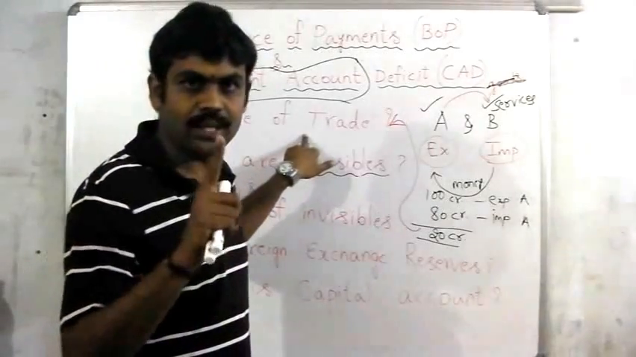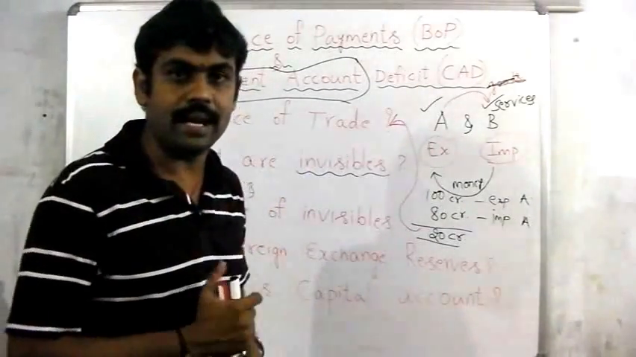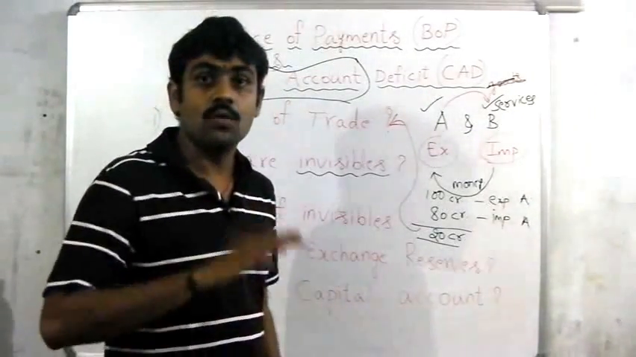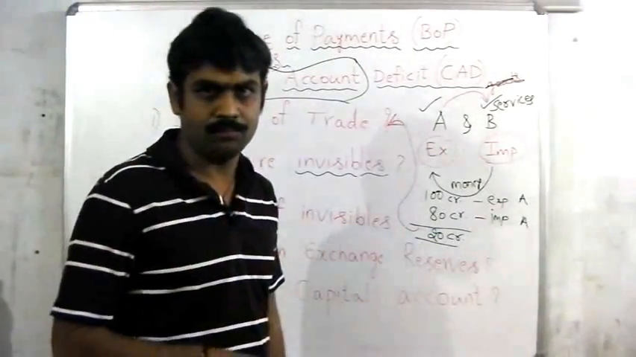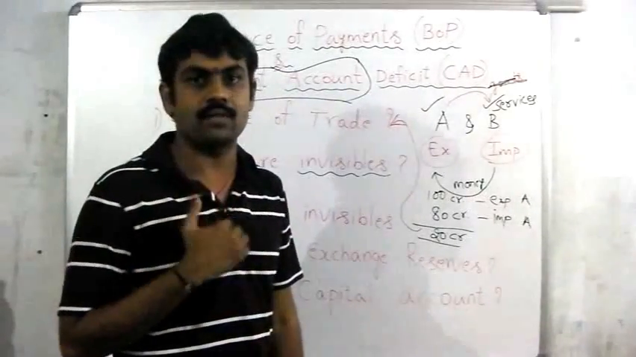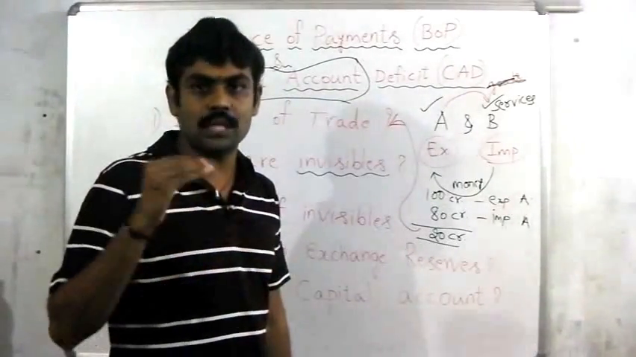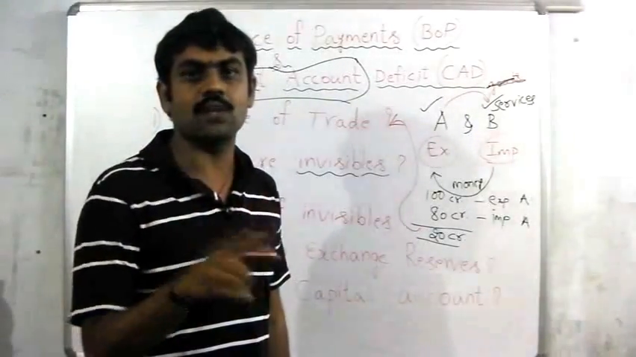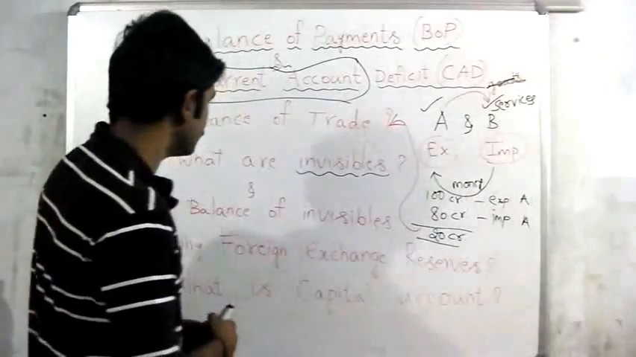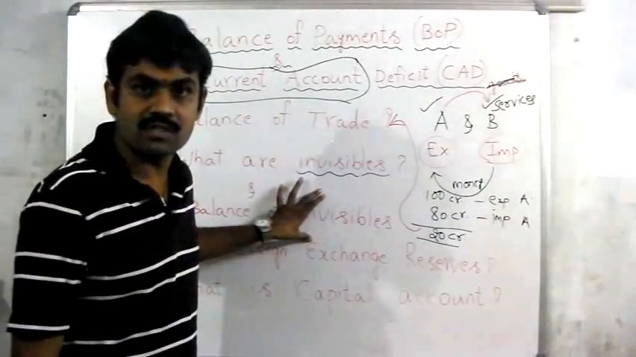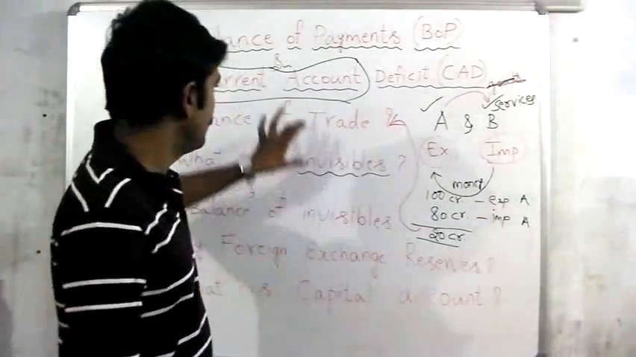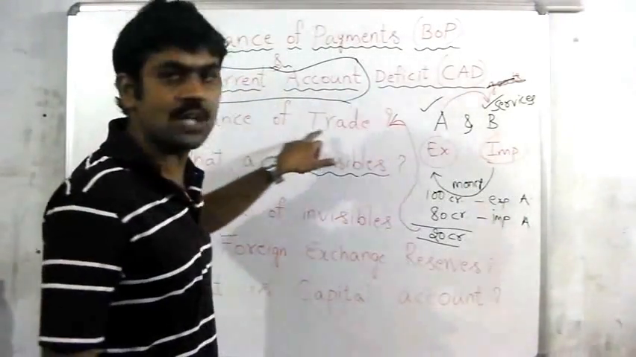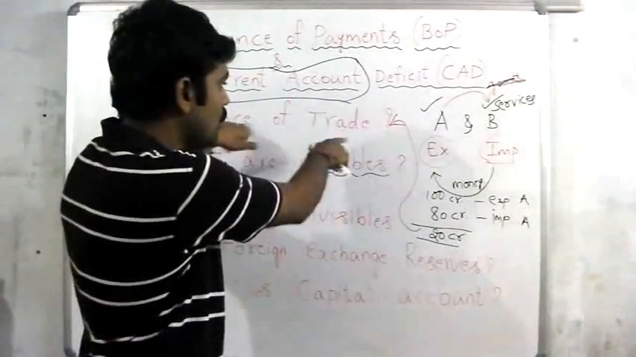But one thing that is continuously supporting India is, in balance of invisibles we are always in surplus. That means we are exporting more and more services. Of course I agree, we are also importing services, but compared with the import of services, export of services is good for India, especially because of the IT sector. So the surplus in balance of invisibles is compensating the deficit in balance of trade. Especially in balance of trade we are having a very huge negative balance.